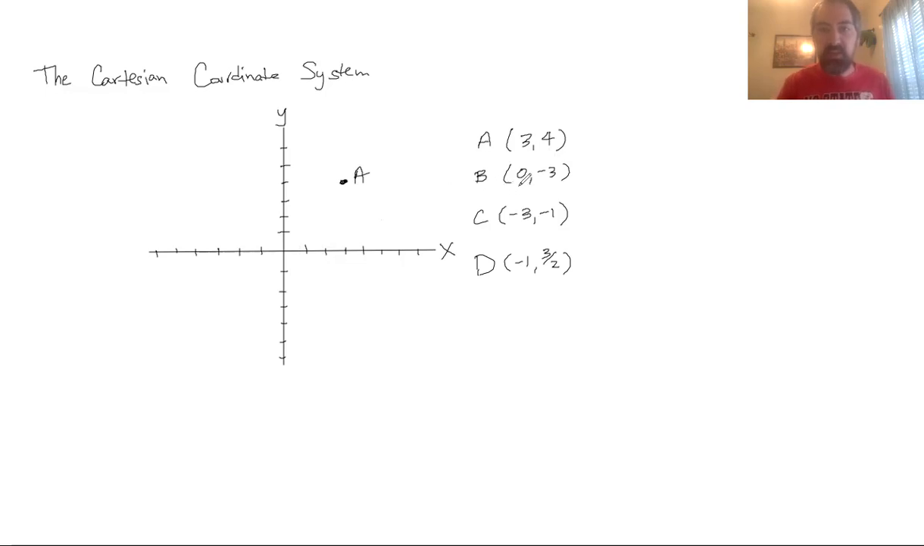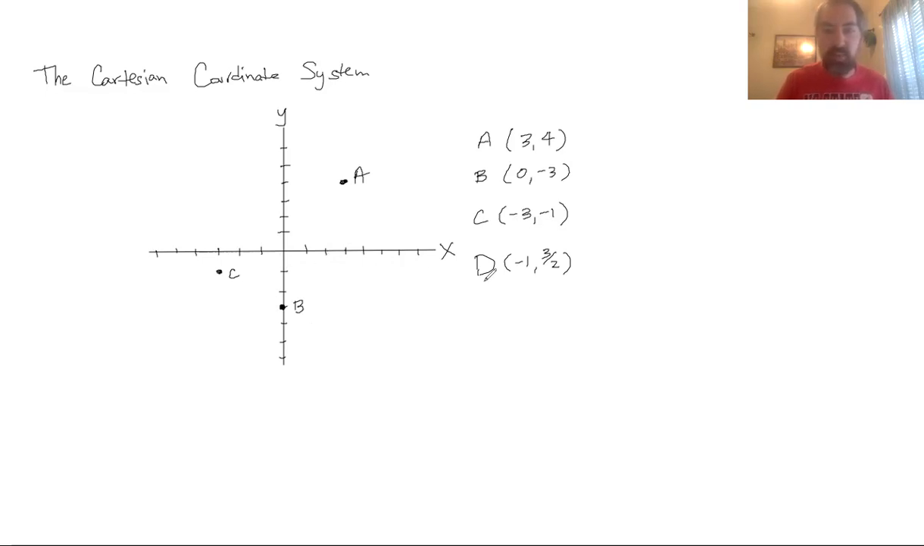And for point B, (0, -3). So the x value is 0. So starting at the origin, I'm not moving to the left or the right since x is 0. And the y value is -3. So we'll move 1, 2, 3 units down to plot (0, -3). And then point C, (-3, -1). Starting at the origin, we move 3 units to the left since x is -3. And the y value is -1, so we'll move down 1 unit. And that will be our point C, (-3, -1).